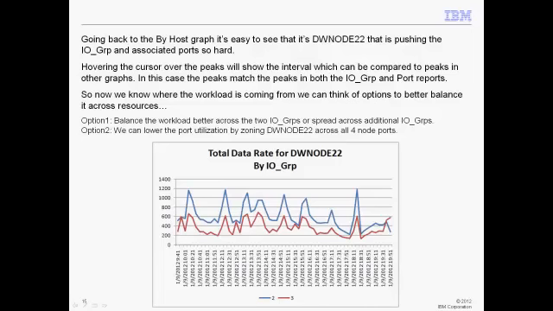2 obvious options come to mind. One is we could balance the workload better across the 2 I/O groups, or spread across additional I/O groups. Option 2 is we could lower the port utilization by zoning DW node 22 across all 4 node ports where it's currently zoned across only 2.